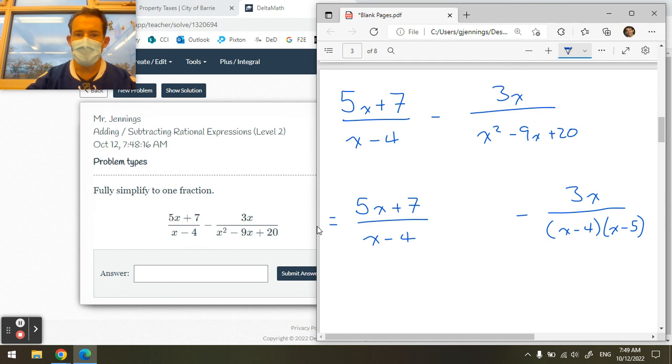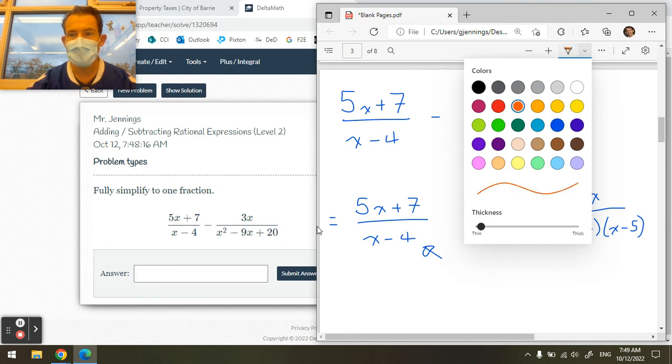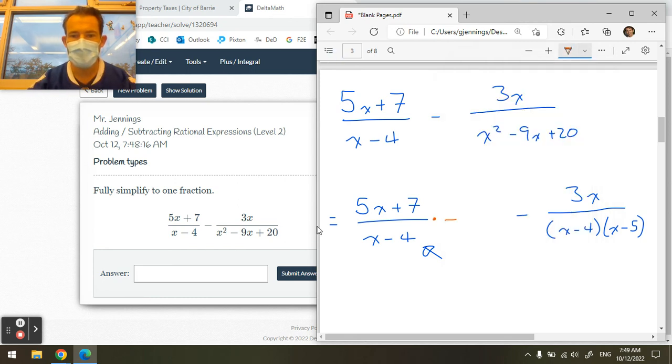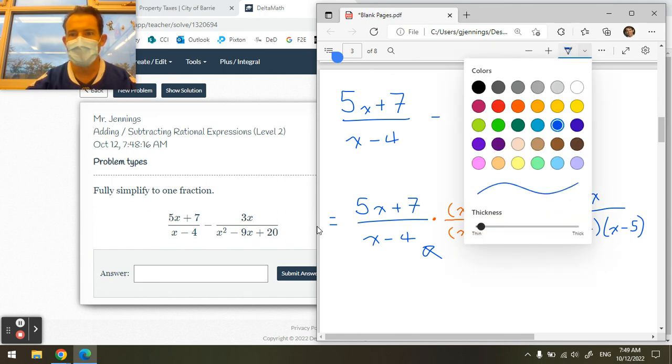Now, I notice that this denominator here does not have an x minus 5 factor. So let's give it an x minus 5 factor, because these denominators are like toddlers. If they see someone else has something, they immediately want it too. So I'm going to multiply that by x minus 5 over x minus 5. And this time I'm not going to forget that this is subtraction and not addition. Oh my goodness. Okay, let's keep going.